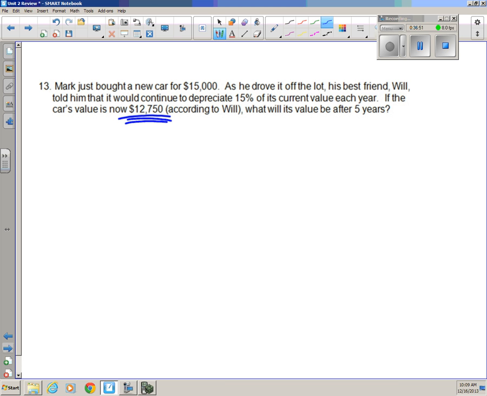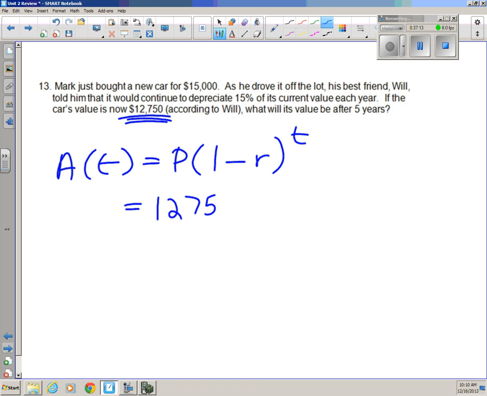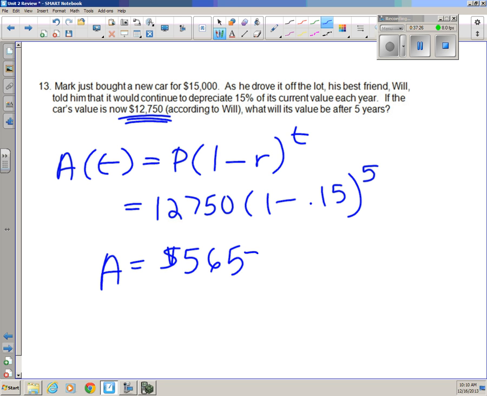So we know that the value of the car is going to be what it's worth now, and then it's going to be 1 minus the rate that it loses over time. So even though he bought it for $15,000, once he drove it off the lot, he's now starting with the value of $12,750, times 1 minus 0.15 to the 5th year. And the total amount of the car, according to Will, after 5 years, is only going to be worth $5,567.24.